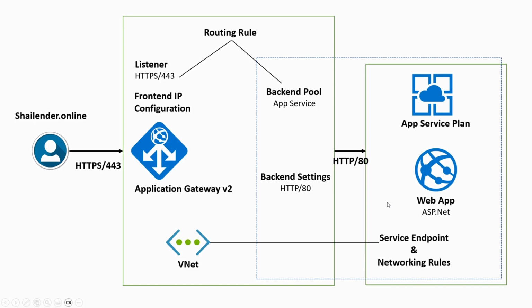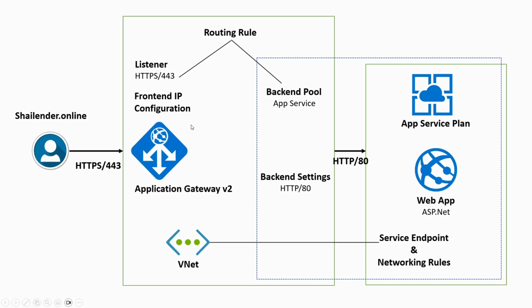And once the web application is hosted on the app service, I'll create the Azure Application Gateway version 2, where the front-end IP configuration, listener, backend pool, backend setting, and routing rule will be created. The backend pool will have an app service which will be created for ASP.NET. And in the backend settings, I'll use the protocol HTTP. So that means the traffic from application gateway to app service will be unencrypted and use protocol HTTP. However, during the creation of the listener, I'll upload a certificate for the custom domain shailendra.online and use the protocol HTTPS, which means the traffic from the user to the application gateway will be encrypted and will use port 443.